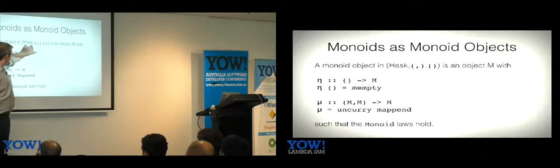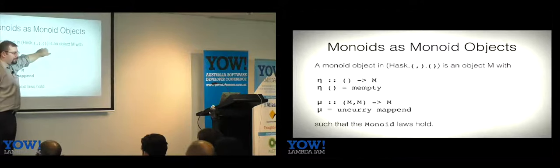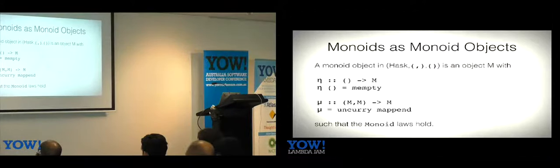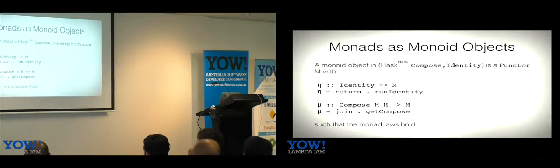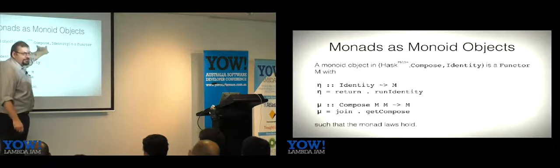So we start with the category of Haskell data types, with products, with unit. And we say, we'll just use mempty, and we'll uncurry mappend to get the form that we want to work with, such that the monoid laws that we know that we expect hold. I don't think that's terribly surprising. And then monads can be thought of as monoids in that category of endofunctors up to functor composition.